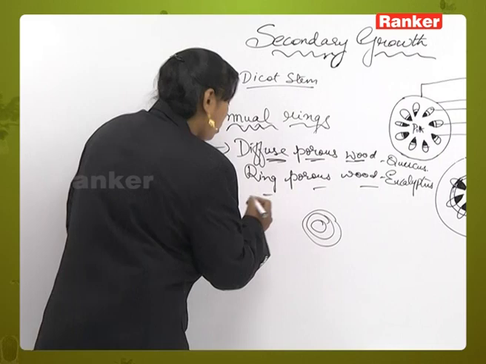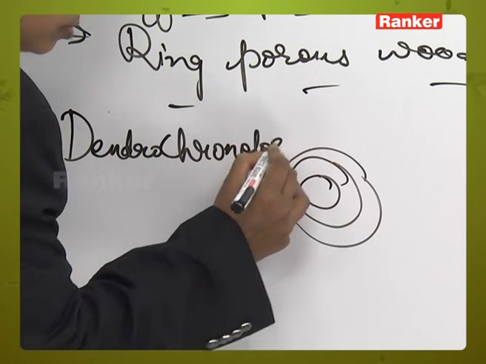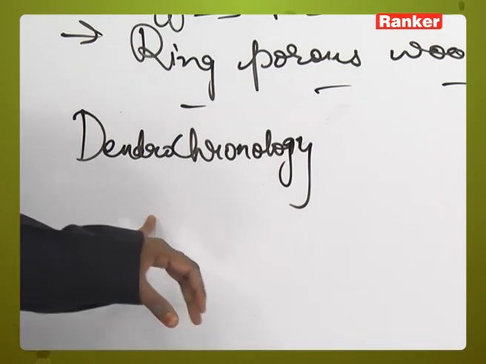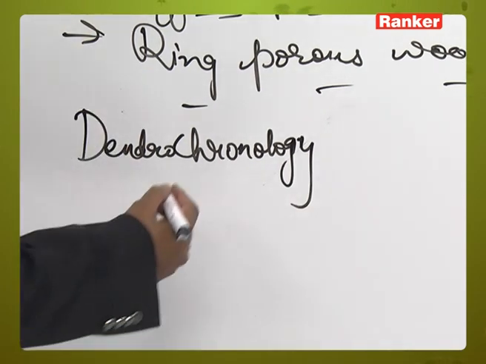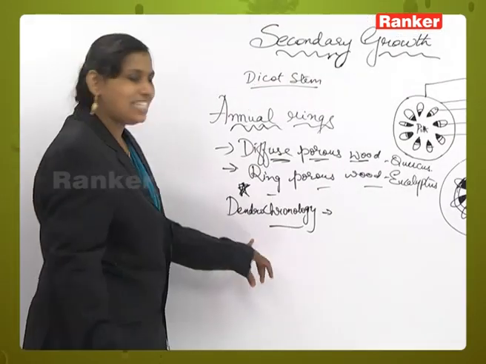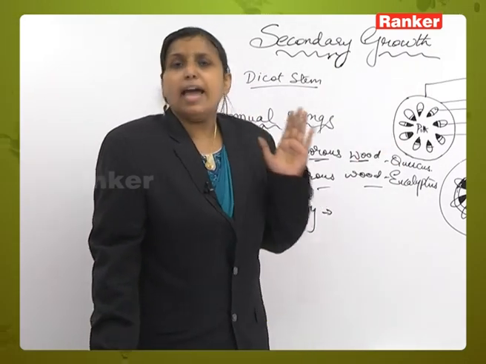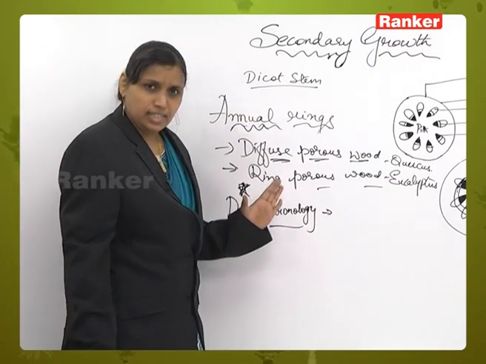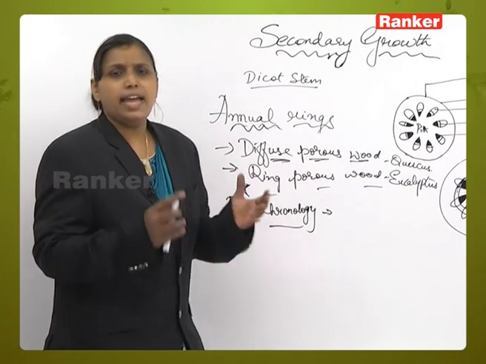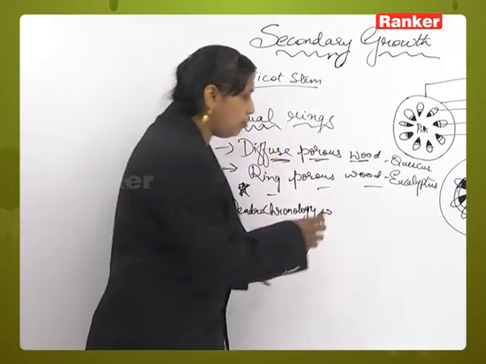Now there is a word called dendrochronology. What is dendrochronology? It is the estimation, or we can say the study, of the age of the plant, taking into consideration the number of annual rings present in a plant. Estimating the age of a particular plant, taking into consideration the number of annual rings it has, is dendrochronology.